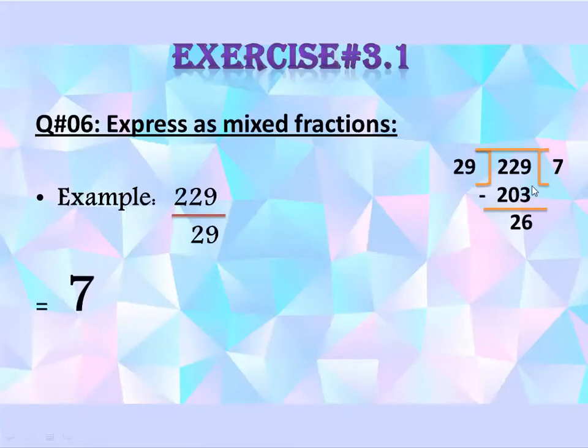Okay, so here your quotient, that is 7, will become your whole number. Your remainder, that is 26, will become your numerator, and your denominator will remain the same. Okay, so this is your answer, 7 whole 26 upon 29. So this is the way to convert any improper fraction into a mixed fraction.